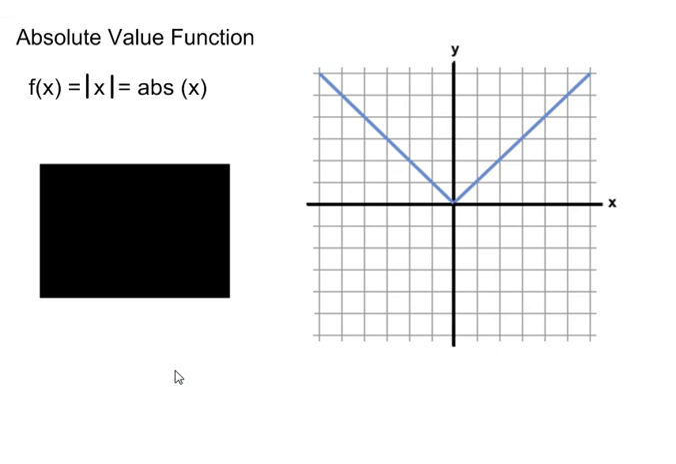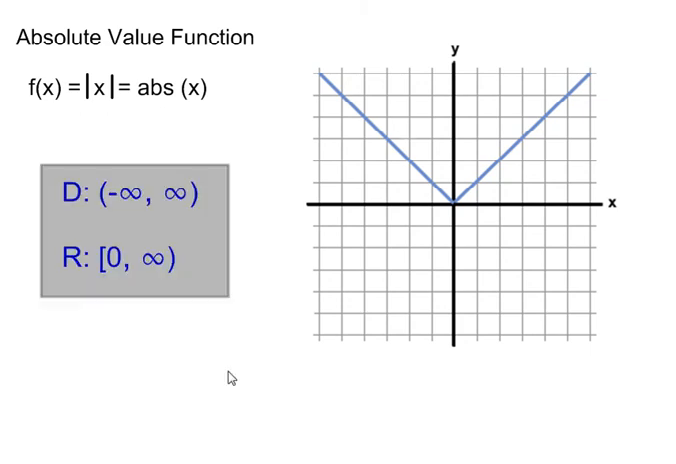The absolute value function. Again, in your calculator, I put here ABS. That is in the math key if you're going to type this in your calculator. It looks like a V. Just like the squaring function, the domain is negative infinity to infinity. The range is 0 to infinity, including 0.